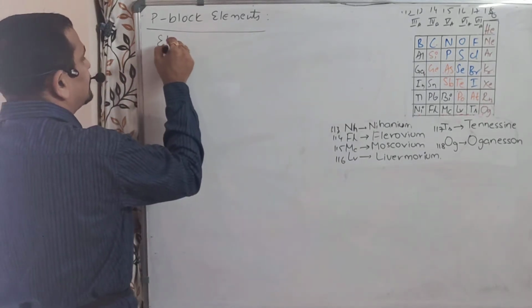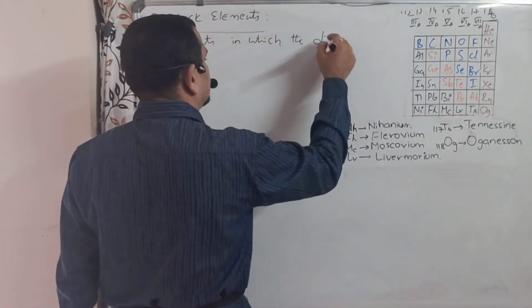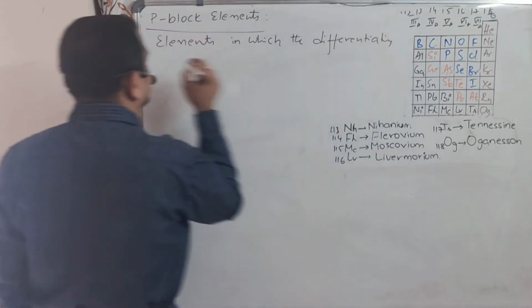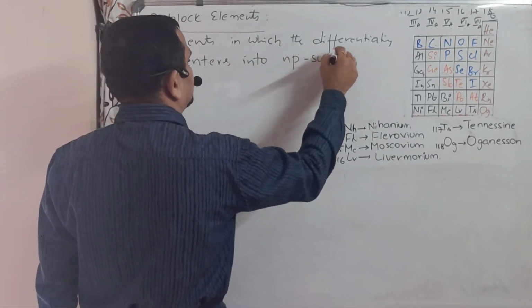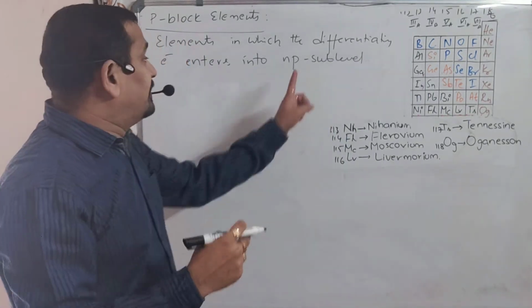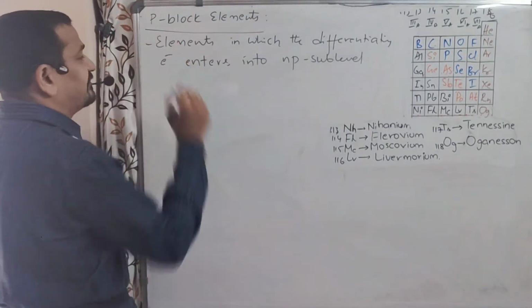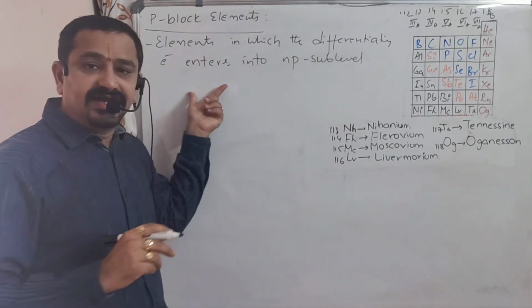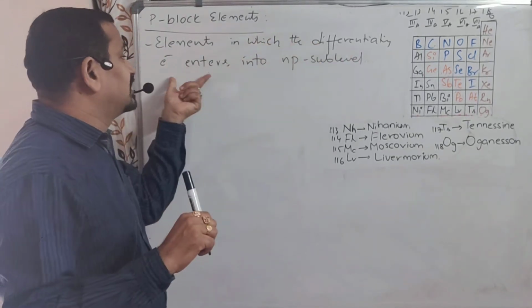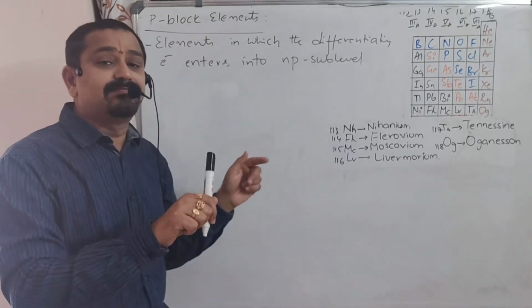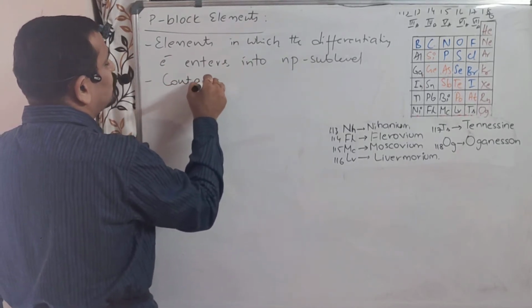In the same way, P block elements can be defined as elements in which the differentiating electron enters the np sublevel, or the other way we can put it, the p sublevel of the ultimate shell. So you should be familiar with the terminology to present it on paper. So the definition is: elements in which the differentiating electron enters the np sublevel or p sublevel of the ultimate shell. Okay, and this P block contains how many groups of elements?